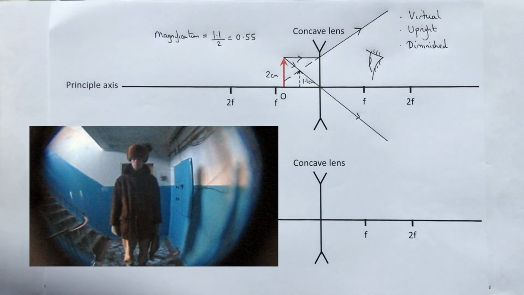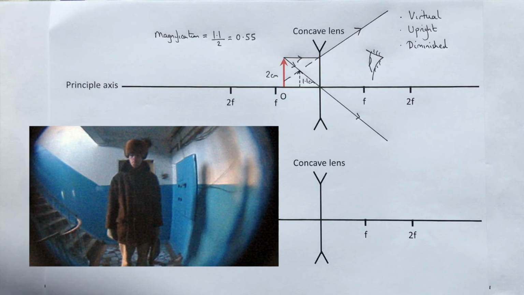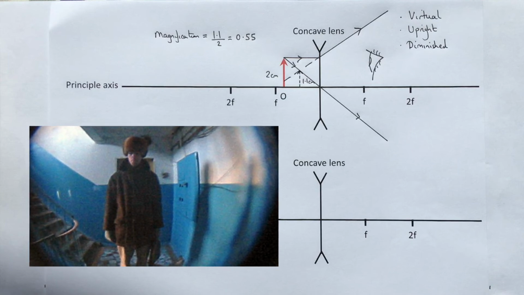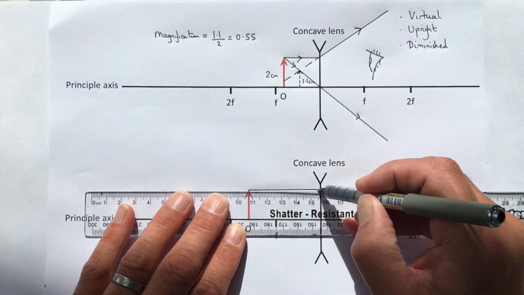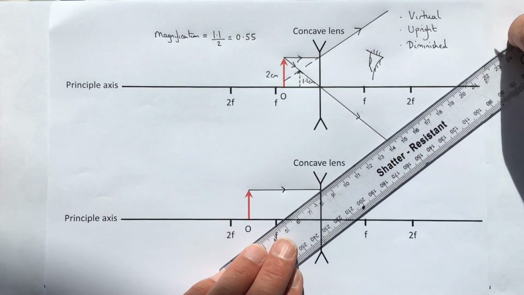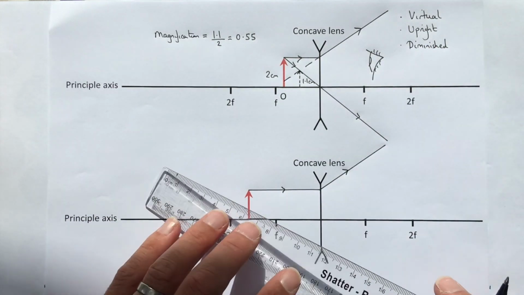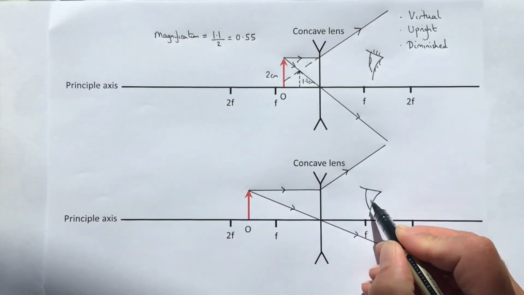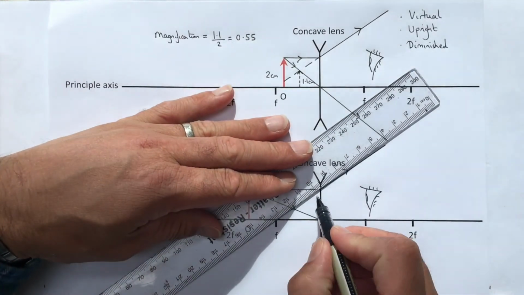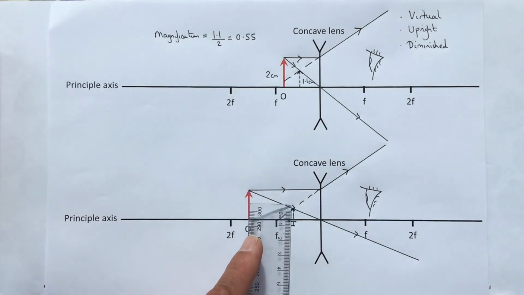This is like a spy hole through the door of a hotel, where if you look through you see a virtual upright image which is very much smaller than the object. So just as a final practice, we're going to draw another ray diagram for when the object is slightly further away from the lens. And you can see the virtual upright image is smaller than it was before.